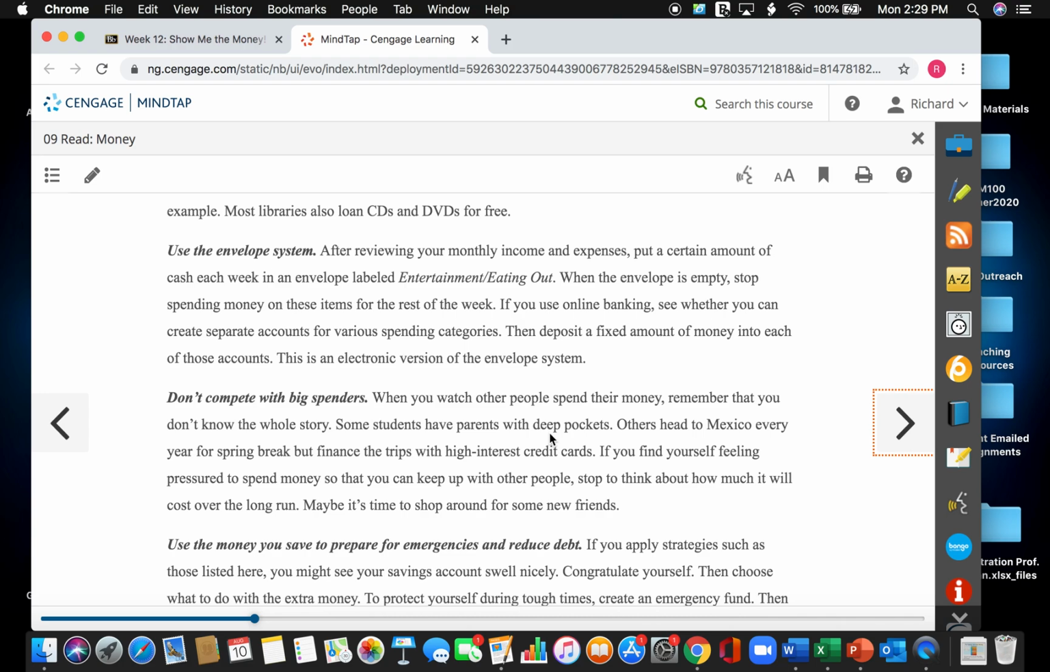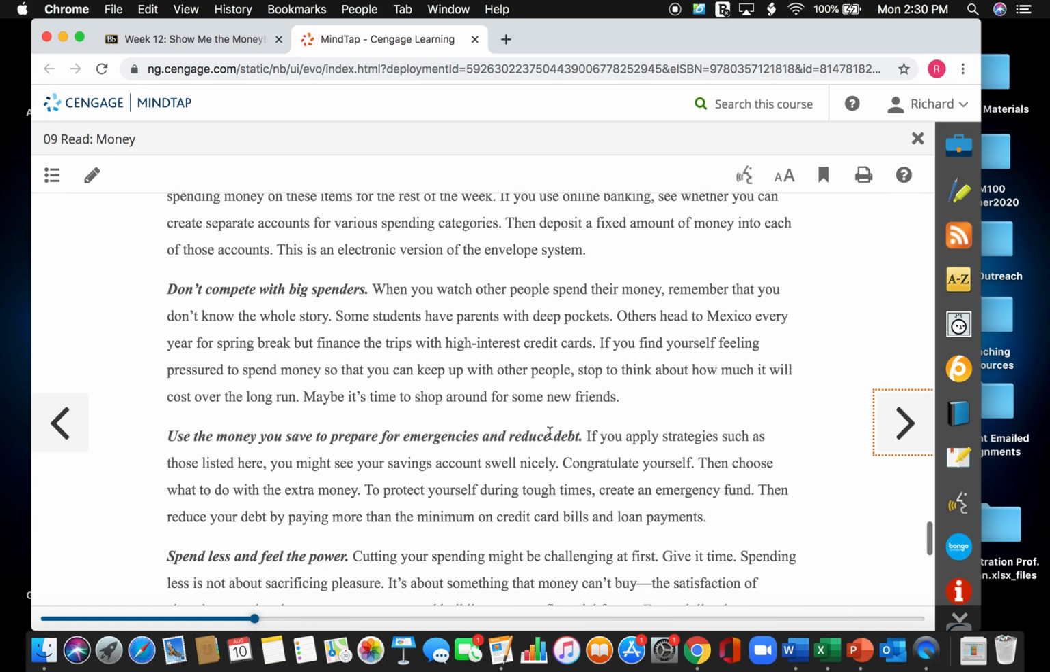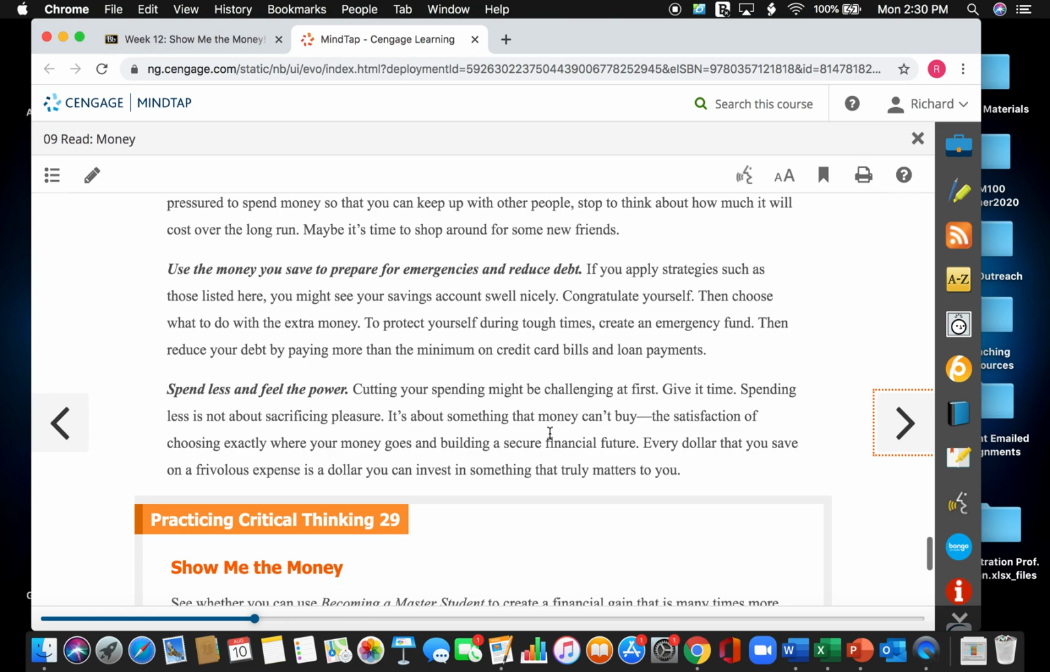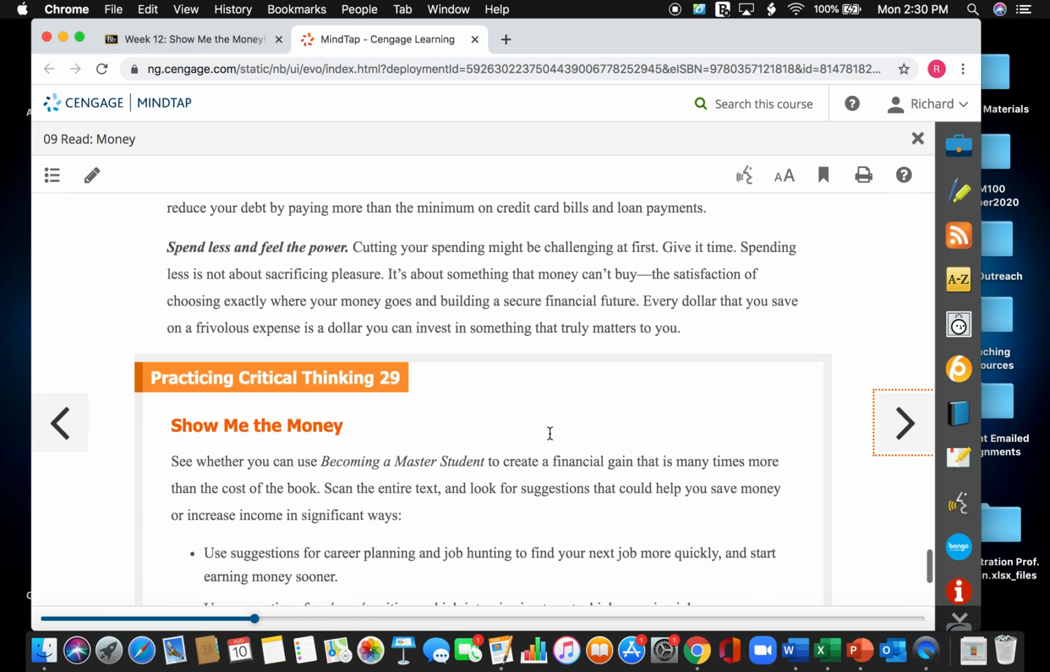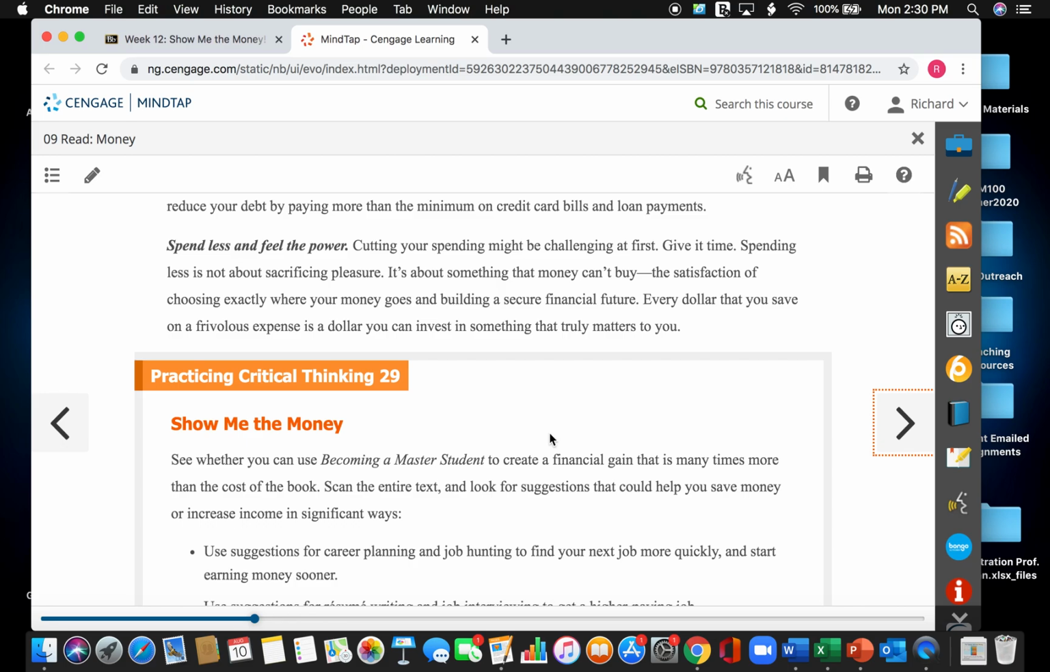If you use online banking, see whether you can create separate accounts for various spending categories. Then deposit a fixed amount of money into each of those accounts. This is an electronic version of the envelope system. So don't compete with big spenders. Use the money you save to prepare for emergencies and reduce debt, and spend less and feel the power.